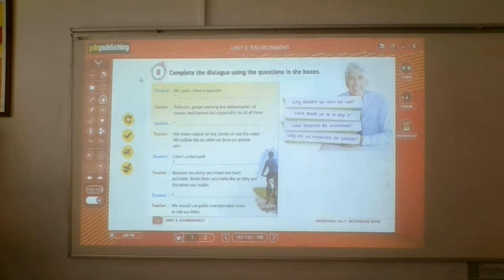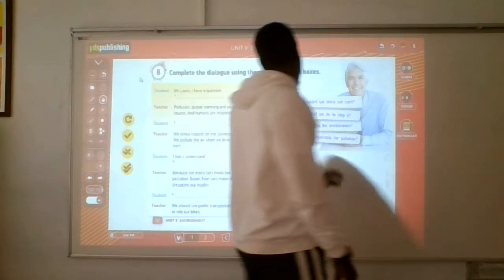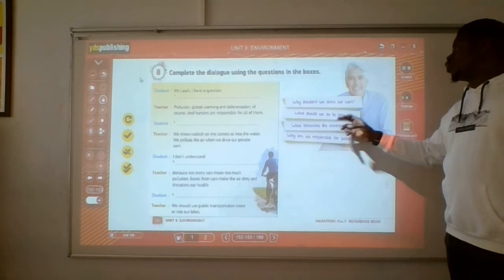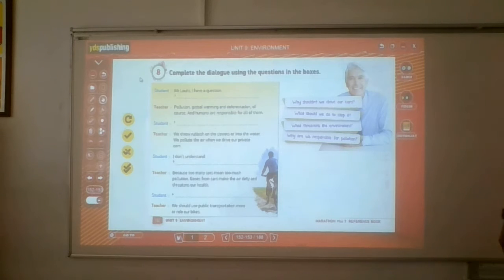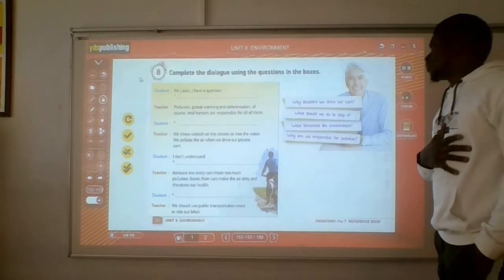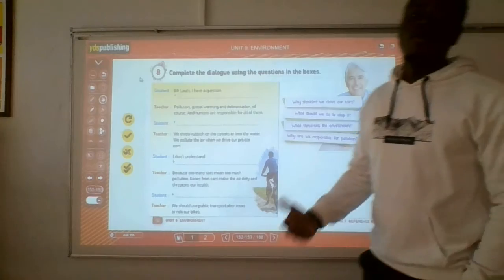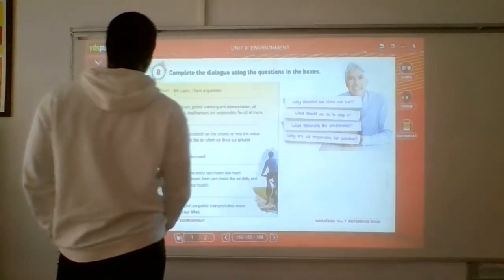Next page. Complete the dialogue using the questions in the boxes. Why shouldn't we drive our cars? What should we do to stop it? What threatens the environment? What are the things that threaten our environment? Why are we responsible for pollution?